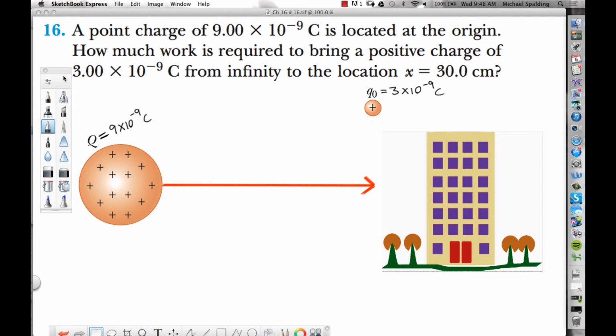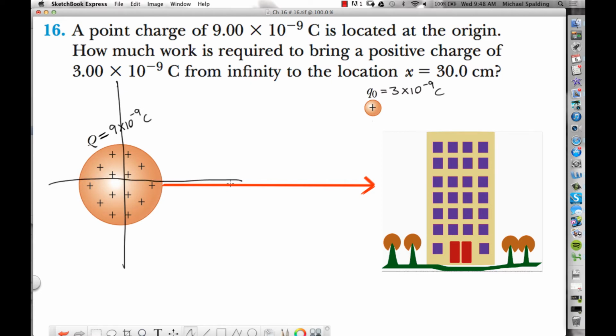All right, so here's the setup for number 16. We have a point charge, which is the big guy. We have this big charge here, 9 times 10 to the negative 9 coulombs, and it's located at the origin. So just imagine here's the y-axis, here's the x-axis. How much work is required to bring a positive charge of 3 times 10 to the negative 9 coulombs?